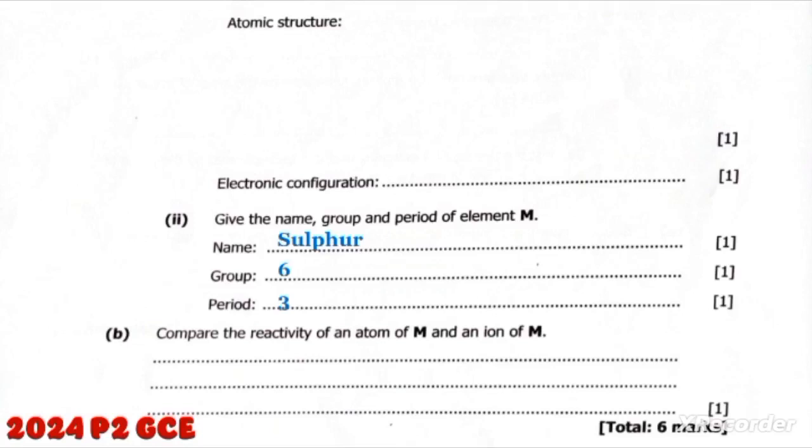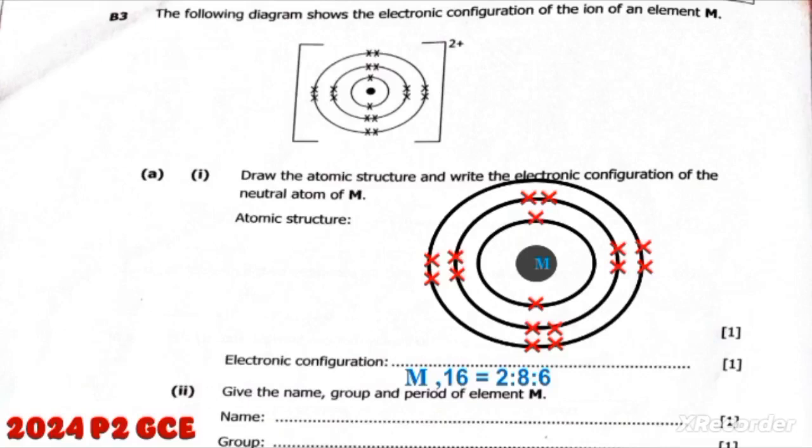The last question, which is question B: compare the reactivity of an atom of M and an ion of M. So, an ion of M, let me come back here. We have seen that an ion of M has 8 electrons in the outermost shell. So therefore this one is stable. This one has 6 electrons in the outermost shell.